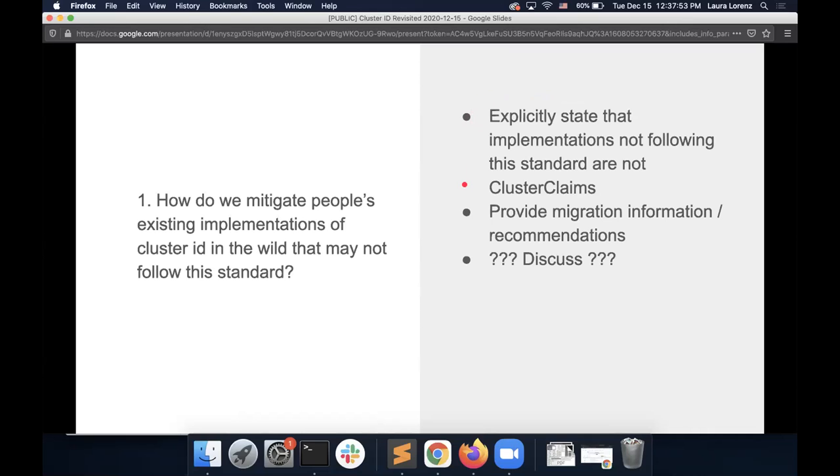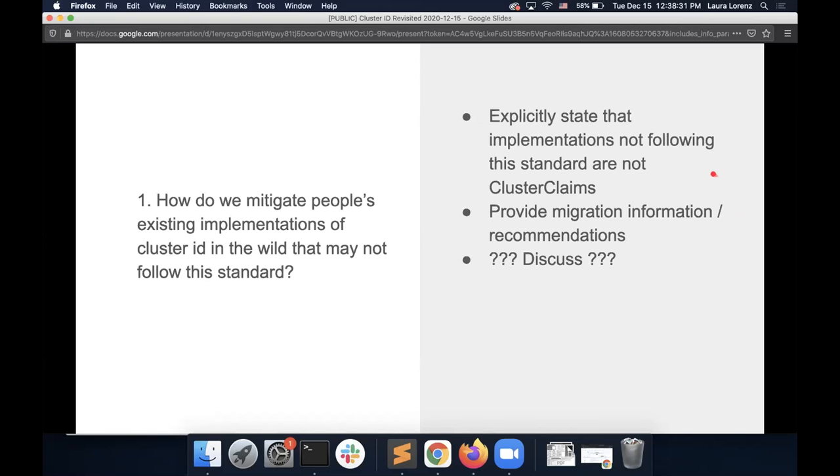Possibly we could explicitly state in this KEP that implementations not following the standard are not cluster claims, and therefore can't benefit from the implications of whatever strictness we can apply as the standard develops over time, and/or provide some migration information or recommendations, maybe in response directly to some of the more well-known alternate implementations that this standard would be a deviation from. I don't personally have a lot of understanding of what the other kinds are, but I'm happy to work with people on that.